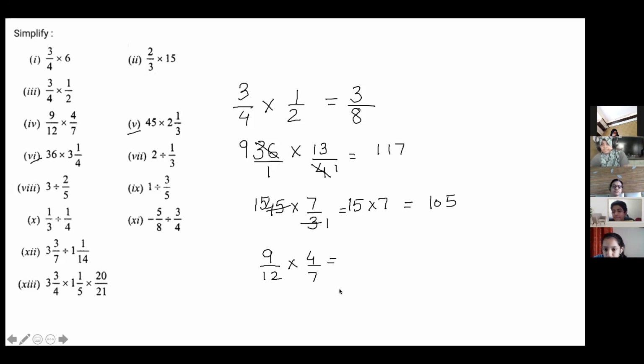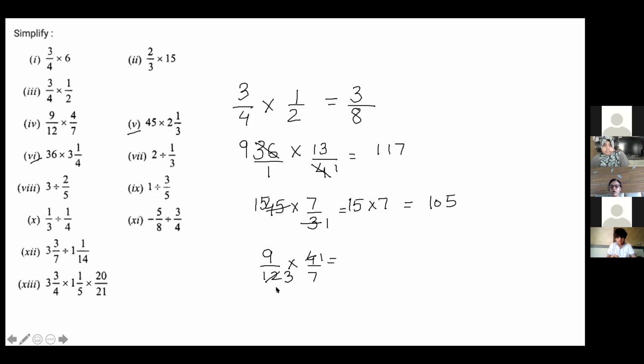Okay, so 9 by 12 into 4 by 7. Abdullah Patel, give me the answer. How will you do it? You have understood or not? Can you see something cancelling out? See on the slide. 12 and 4. 4 ones are 4, 4 threes are 12. Now anything can cancel.